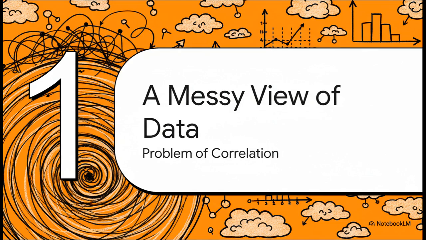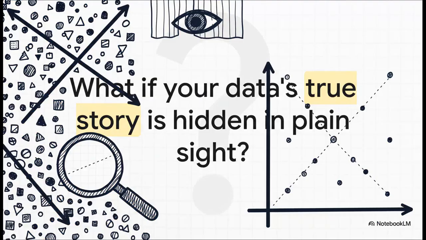Okay, so first things first. Let's talk about a super common problem with data. It's often messy. And a big reason for that mess comes down to one word: correlation. And this really gets to the heart of the problem that PCA is trying to solve. You see, sometimes the most important patterns, the real story in our data, it's not actually hidden, it's just obscured by the way we're looking at it.